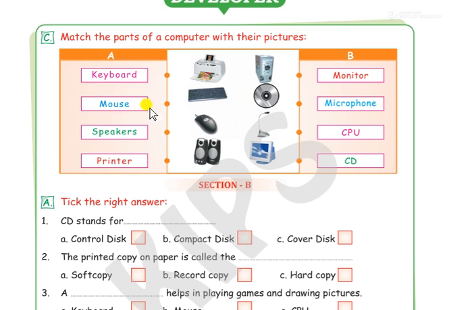Then the second is mouse. So where is your mouse? Very easy. Here is your mouse. So you will draw a line from mouse to mouse. Then the third one is speaker. Speaker is just in front of that. Here speaker, and this is your speaker. So you will draw the line from speaker to this speaker.